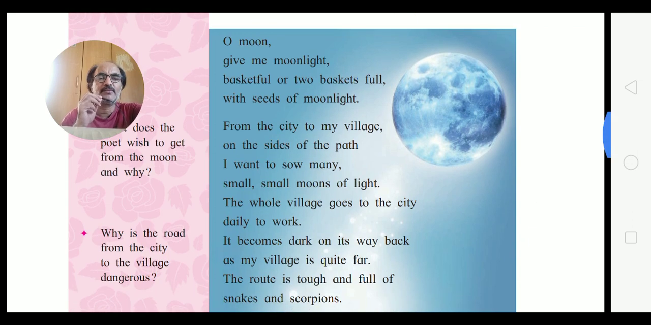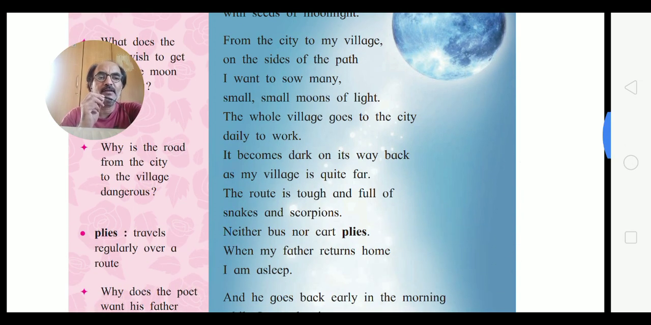Here in this poem, a child demands some seeds of moonlight from the moon so that he could sow them by the sides of the path, and in the light of those small moons, his father may come home early and tell him the bedtime stories. So this is the central idea of the poem.